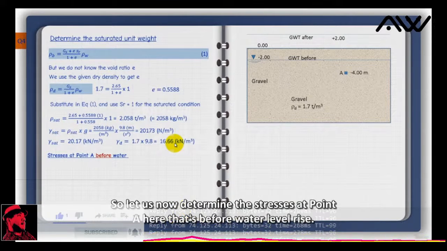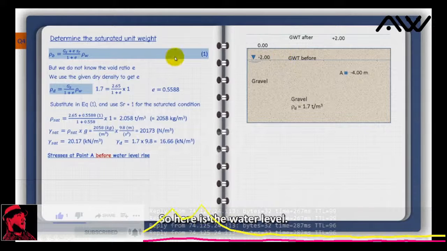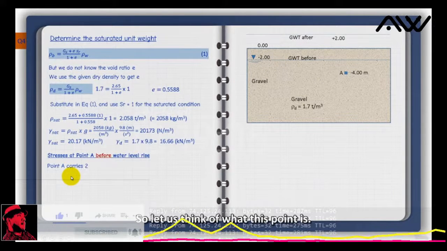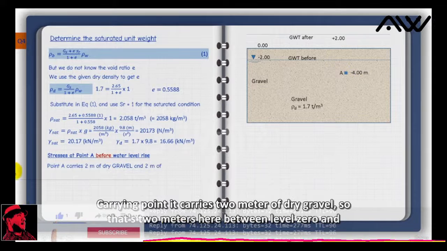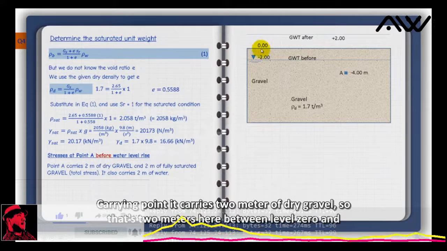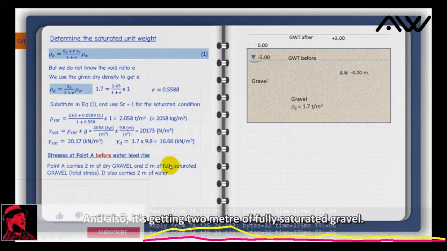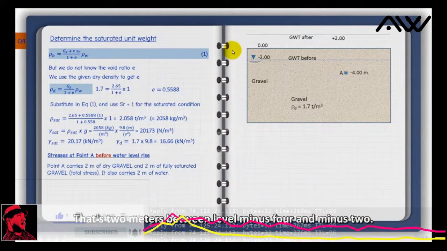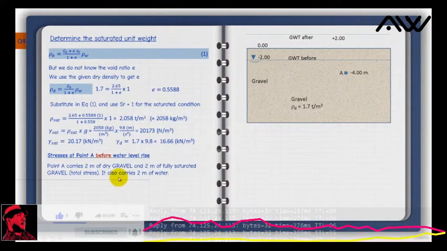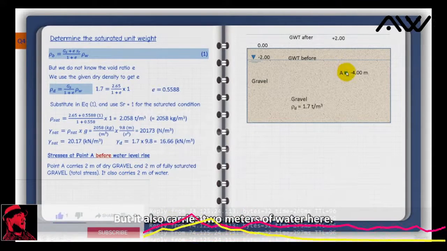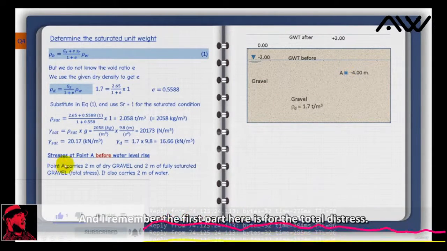So let us now determine the stresses at point A here, that's before water level rise. So here is the water level. So let us think of what this point A is carrying. Point A carries 2 meters of dry gravel, so that's 2 meters here between level 0 and level -2. And also it's carrying 2 meters of fully saturated gravel. That's 2 meters between level -4 and -2. But it also carries 2 meters of water here. And remember, the first part here is for the total stress.